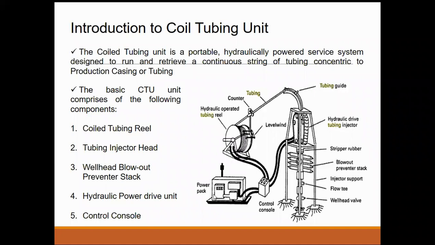Right. So what are the components of a coil tubing unit? This is the reel on which the pipe is wound. Now this is the pipe. It goes to an arch, which is also called a tubing guide or a gooseneck. Then you have your injector head. This assembly is called your injector head. Okay, so this injector unit has drive chains which push the coil tubing into the well.